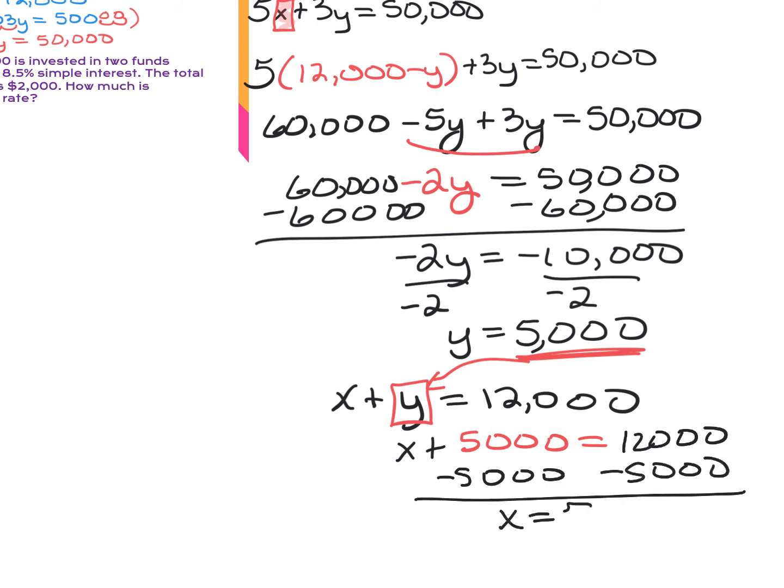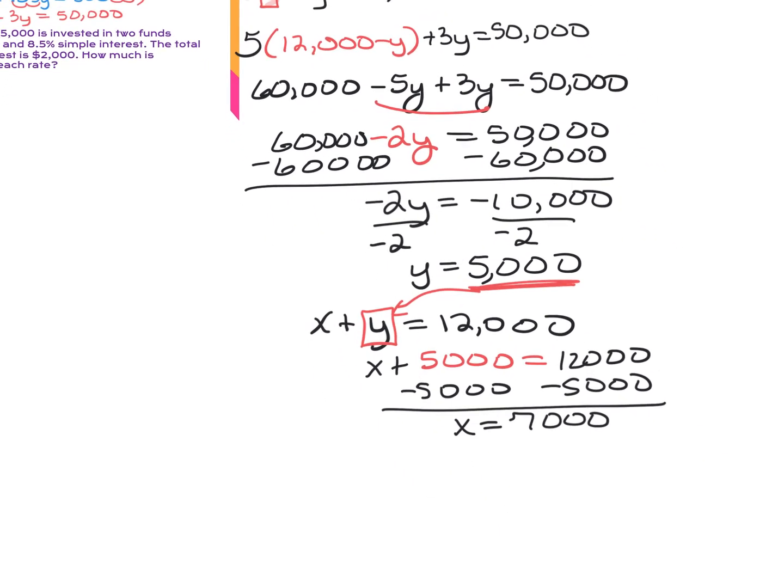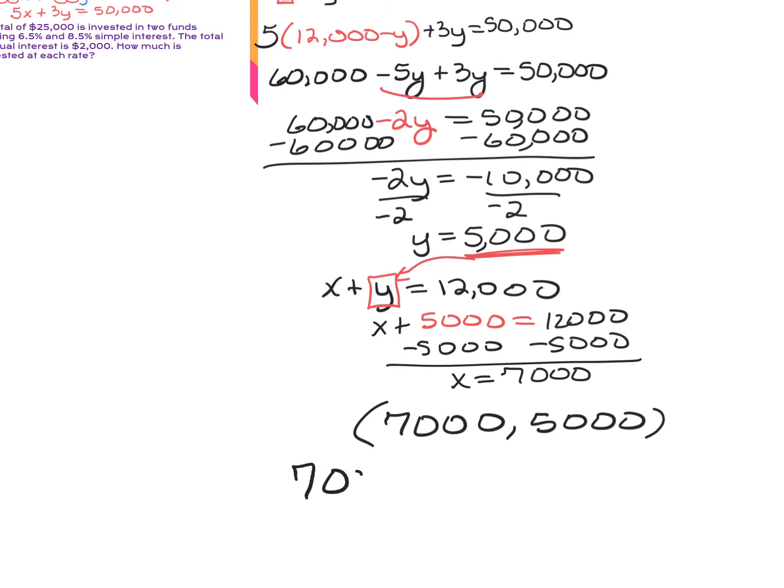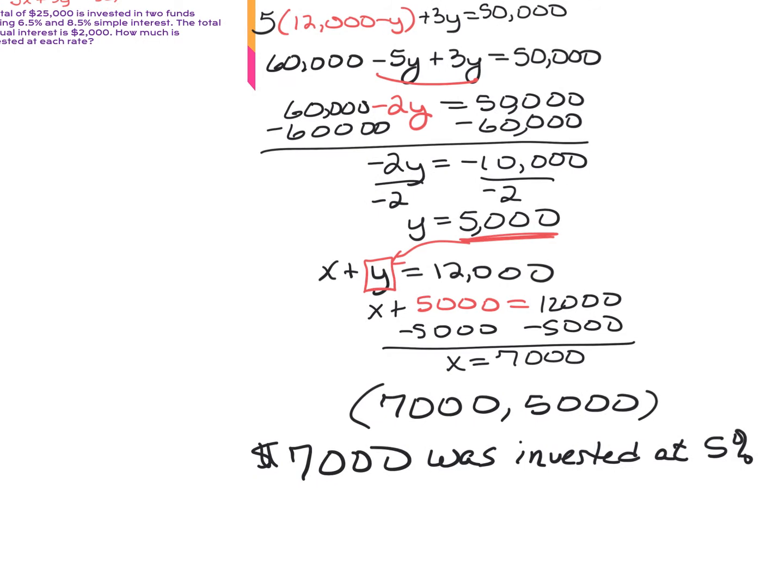And x equals 7,000. So if they ask you to list it as an ordered pair, again, x goes first, y goes second. If they ask you to describe it in words, then you would say $7,000 was invested at 5%, and $5,000 was invested at 3%.